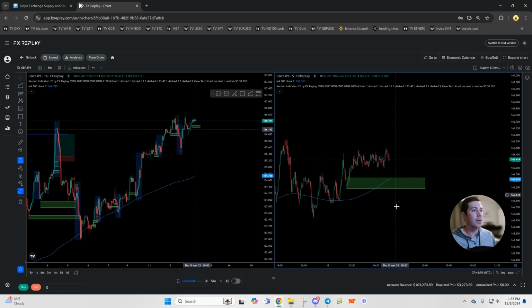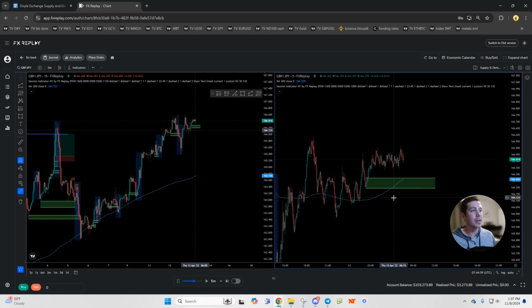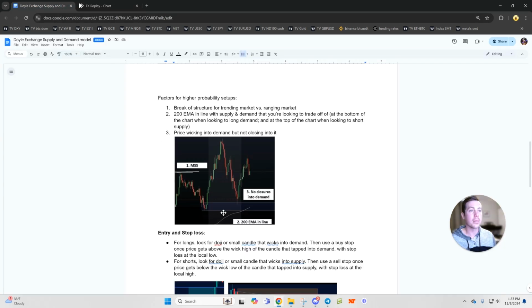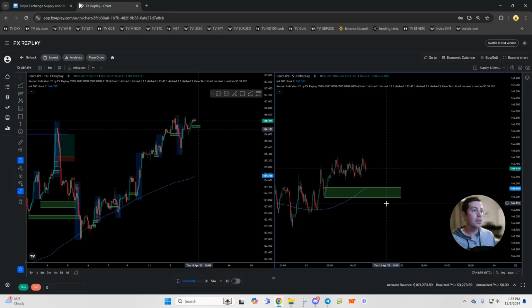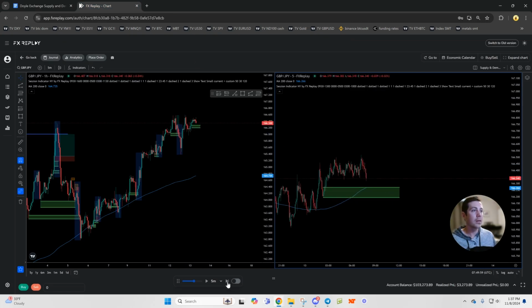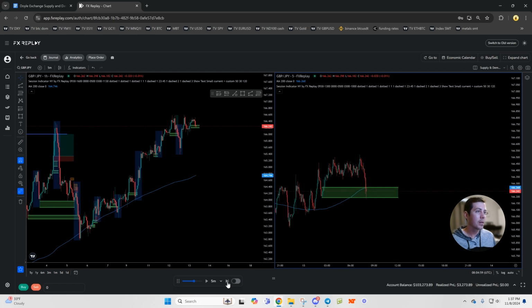Anything below, again, we're going to be kind of violating the high probability setups where we want to see trades in line with the moving average. So we'll just start with that one for now and see if we get a reaction. So we did close into it barely. Yeah, so this wouldn't be a level that we'd be looking for a reaction off of. Let's see kind of how things develop a little bit.